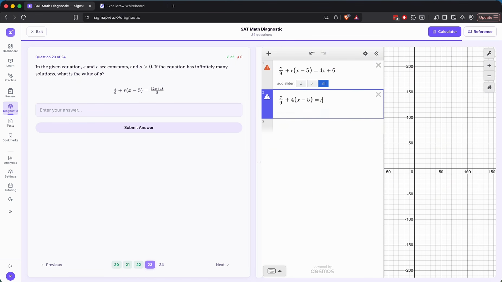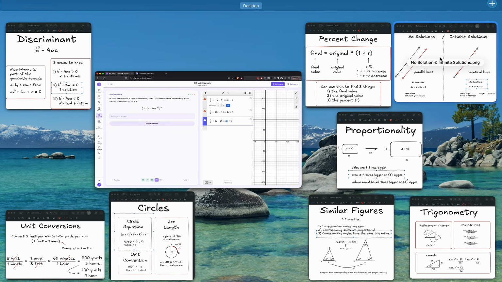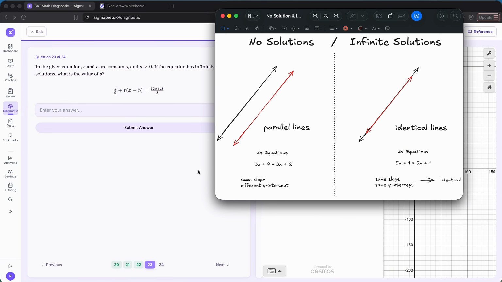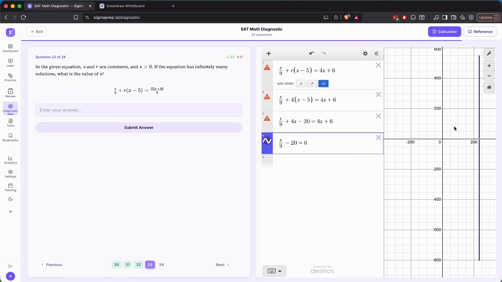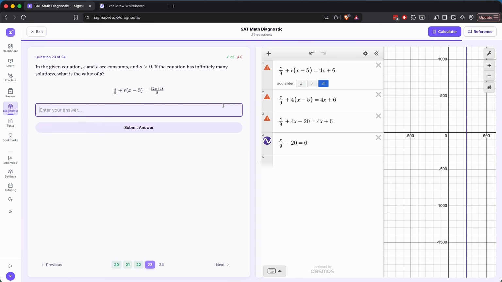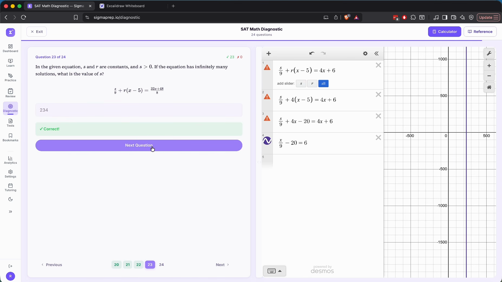But the question's not about r, right? So what can I do next? Next, I just got to distribute, right? So it'd be s over 9 plus 4x minus 20 equals 4x plus 6. So you see, we've already matched the slope parts together. But with infinite solutions, what do we say? Same slope and same y-intercept, right? So the y-intercept over here is 6. It has to equal the y-intercept on this side, which is everything but the slope. So it'd be like this: s over 9 minus 20 has to equal 6. Now, just to get Desmos to solve it, just change s to x, right? There it is. Zoom out. Here's our answer, 234. Let's try that. That should be it. Yep, nice.